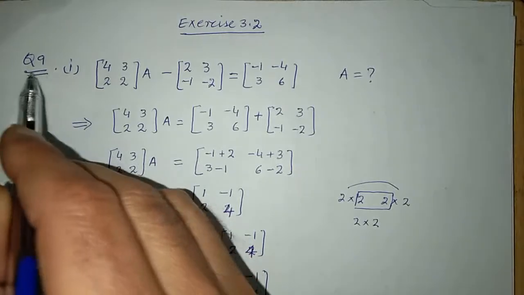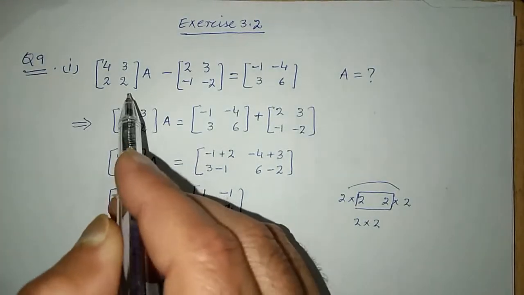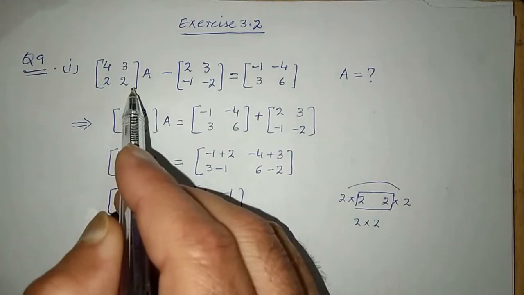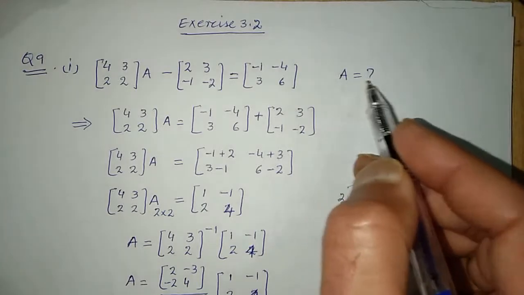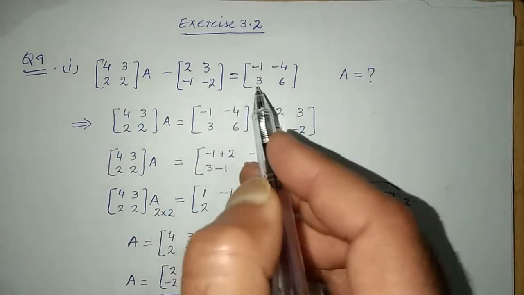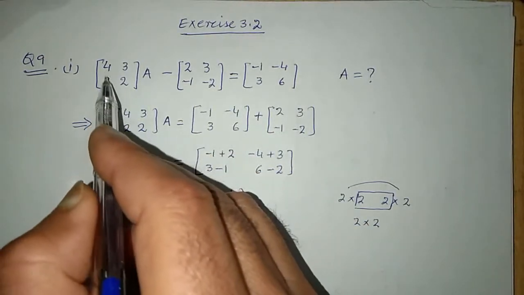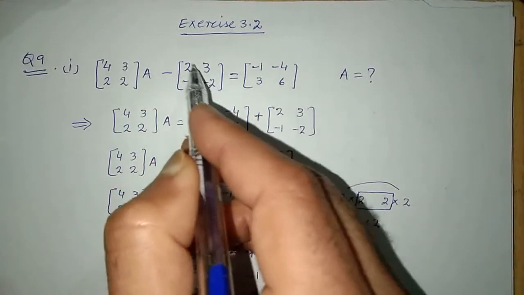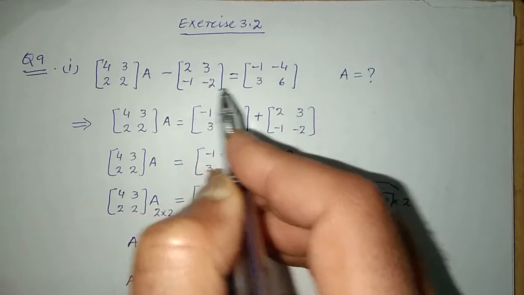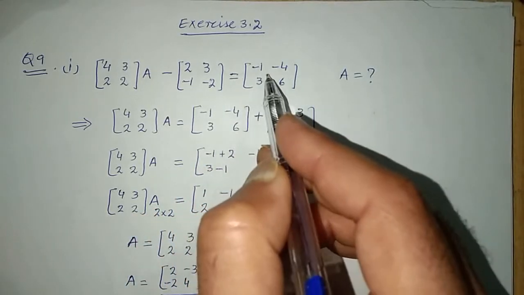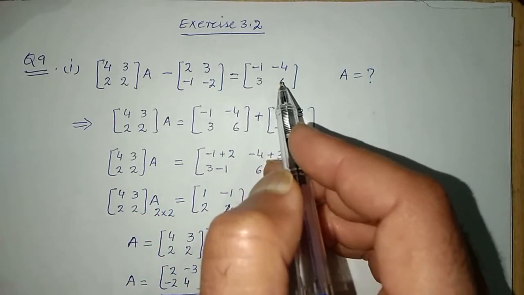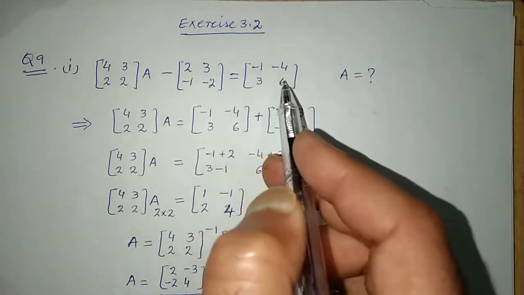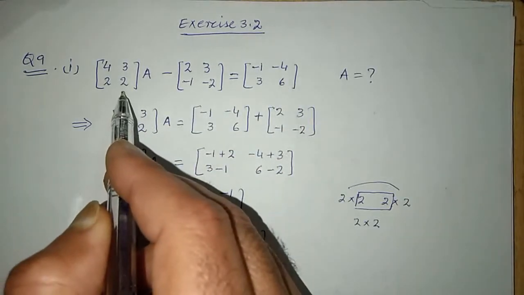Exercise 3.2, question number 9, part 1. We have to find matrix A. In this equation, this is a 2 by 2 matrix multiplied by matrix A, minus another matrix, and is equal to some other matrix. All the matrices given are 2 by 2.